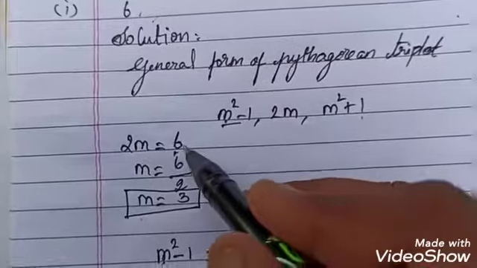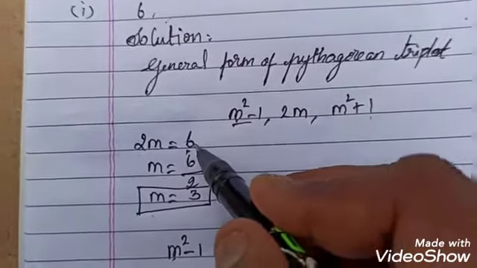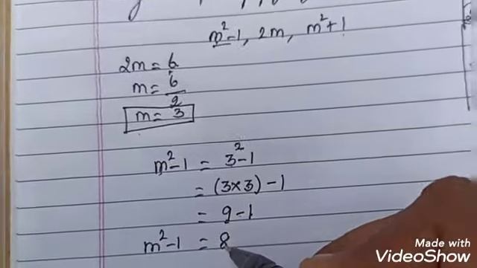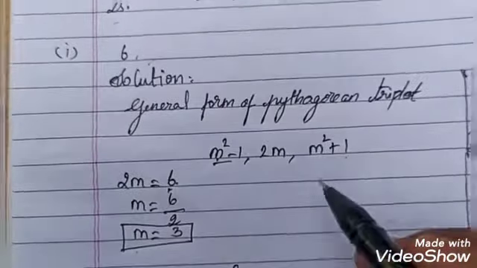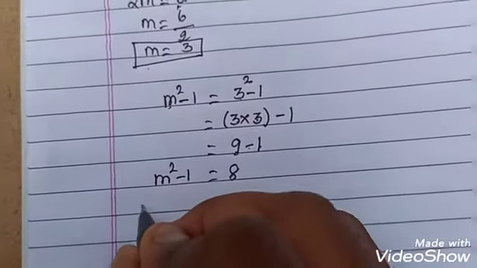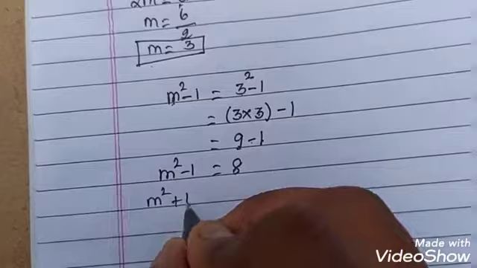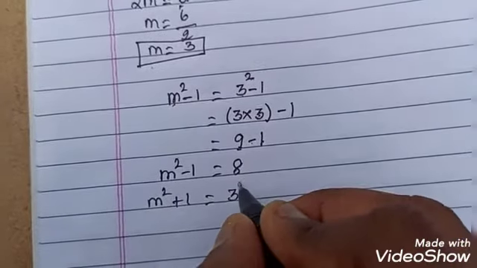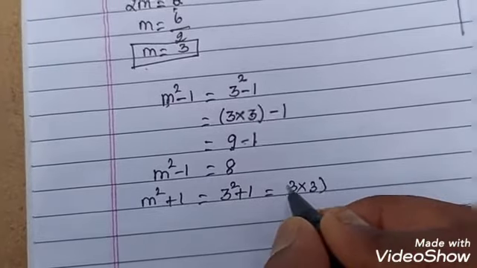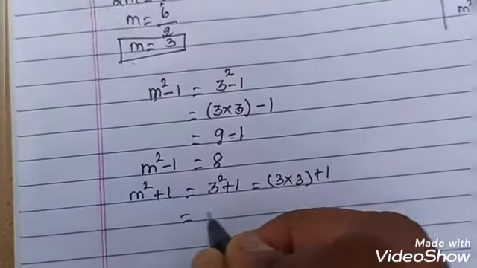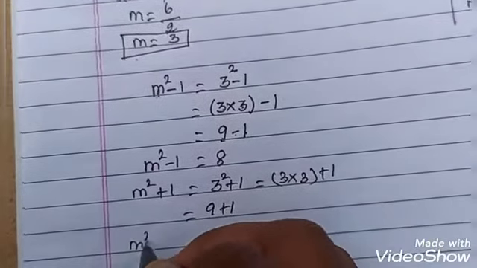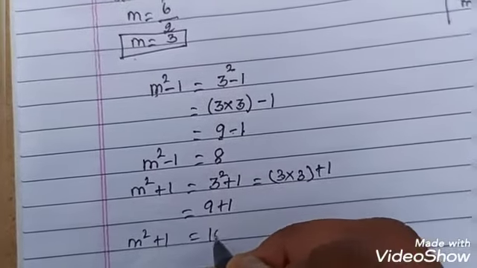So already we have 6 as one value of the triplet, and we get the second value, 8, as another one. Next, what we need to do? We need to find m square plus 1. So m square plus 1 is equal to, the same way, 3 square plus 1, 3 into 3 plus 1, 3 3s are 9 plus 1. So m square plus 1 is equal to 10.